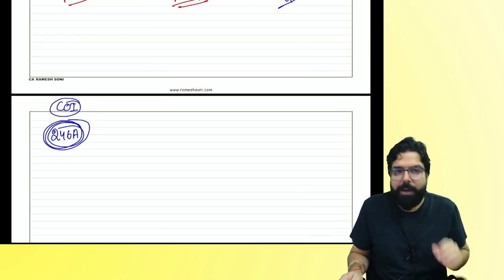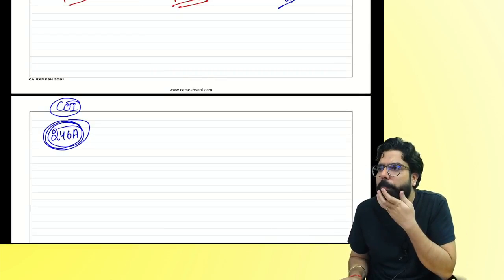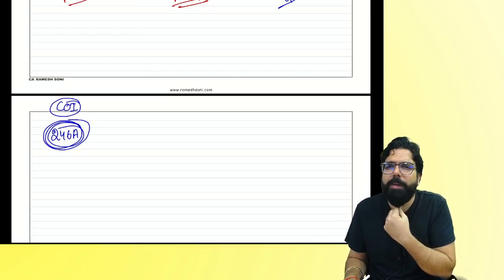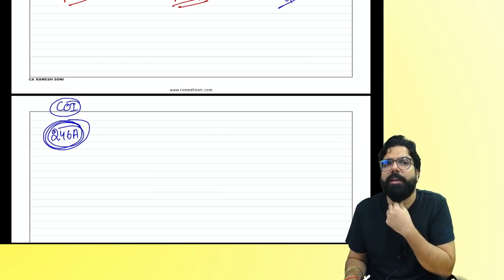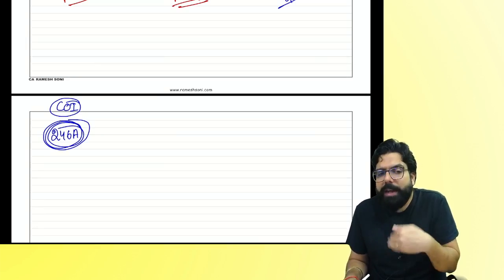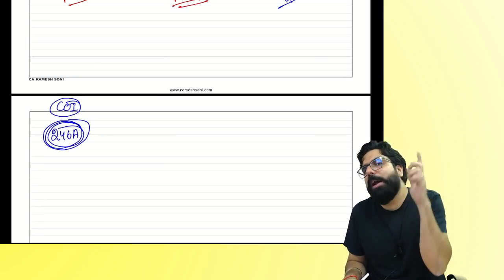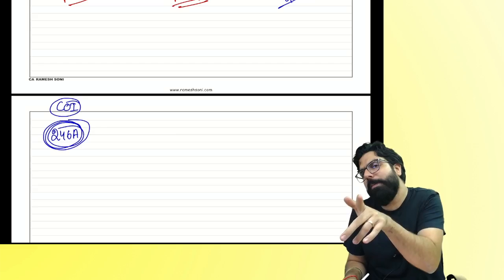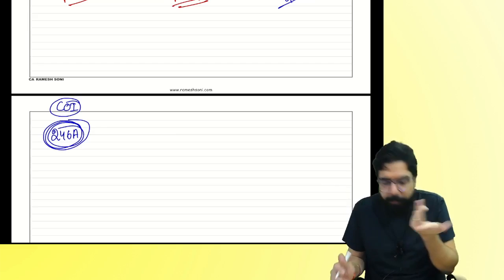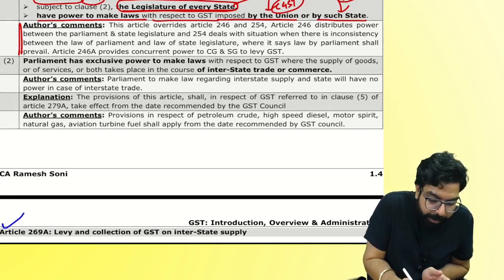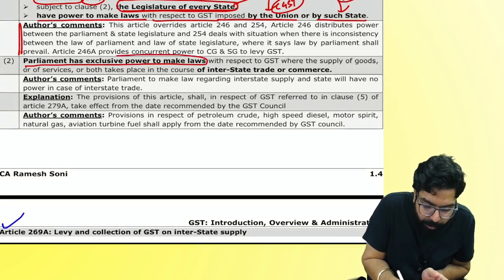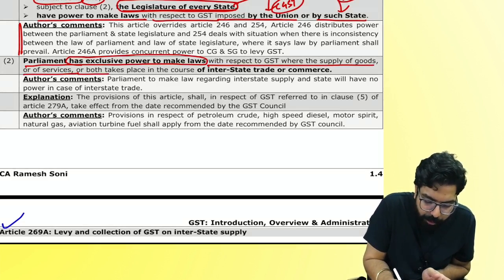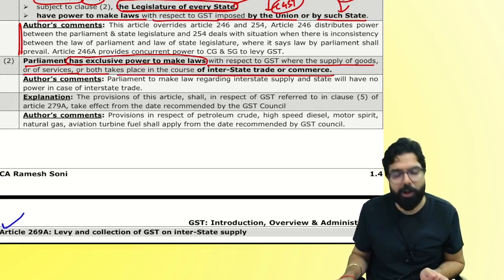Now tell me one thing. Whenever it is interstate, who will have the power to make the law? Parliament or state legislature? Parliament. So IGST ka law will be made by state government or parliament? Parliament. See, you already know. Parliament has exclusive power to make law with respect to GST where the supply of goods or service or both takes place in the course of interstate trade or commerce.